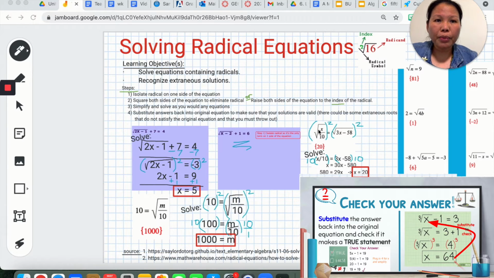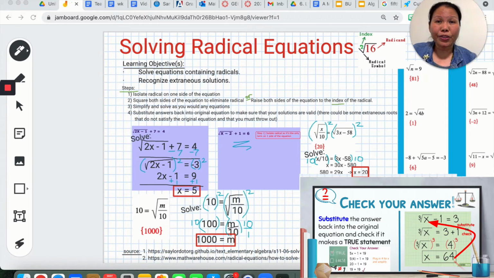And the square root of 2, is it equal or not? We can go ahead and substitute in 20 into x on this right hand side. 20 times 3 is 60 minus 58, I get 2. So square root of 2 equals square root of 2 is true. Answer is checked. We're going to go ahead and show you how to solve the fifth root radical equation.